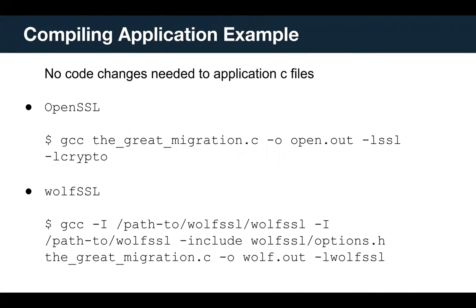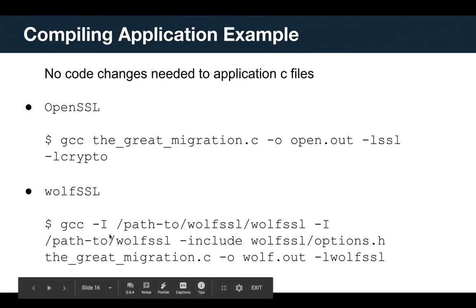Here are two examples of altering the include path and library linked to. The source file, migration.c, is a simple TLS server written for this demonstration that uses the OpenSSL API. The first example command line executed has the application using OpenSSL headers and linking to the OpenSSL library. The second command line executed shows updating the include path to point to the wolfSSL directory where the wolfSSL headers are.